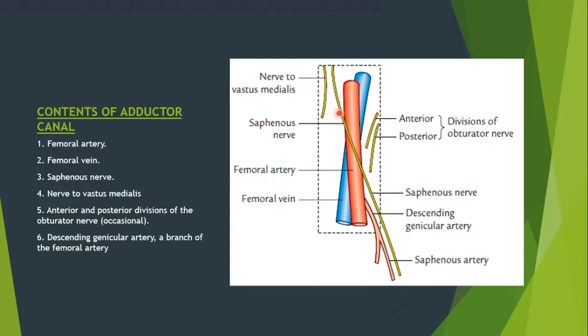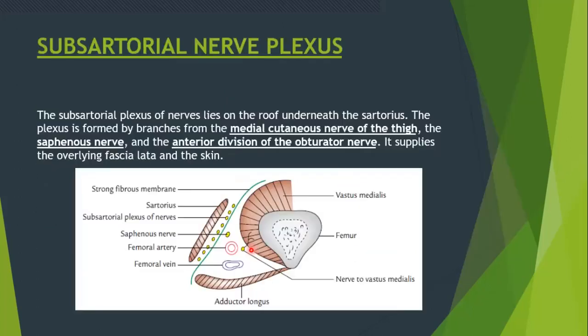Then here we have the longest cutaneous nerve in the body, the saphenous nerve. It is the only cutaneous nerve from the posterior division of femoral nerve. So it will cross and it will supply the medial aspect of the leg.